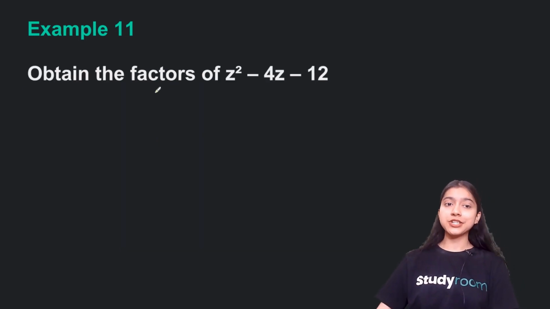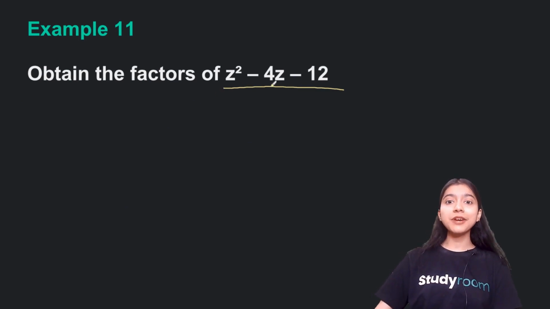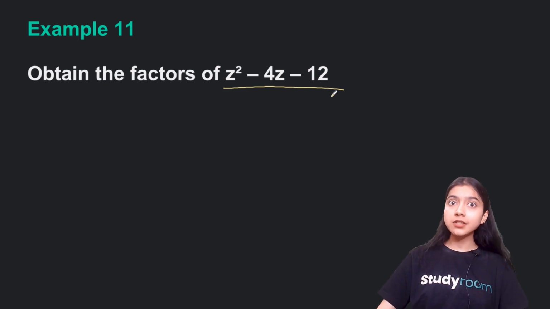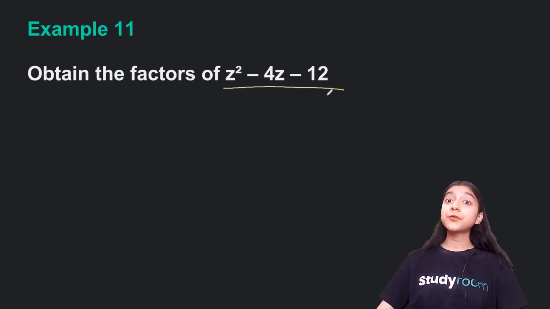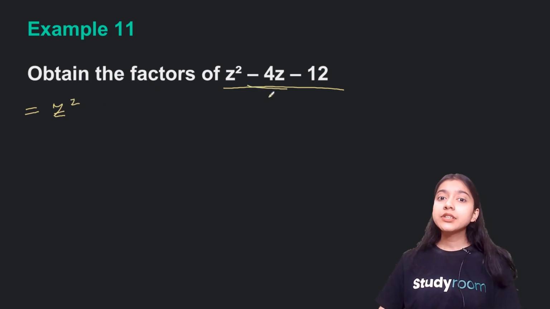Moving on to the next question. Obtain the factors of x square minus z square minus 4z minus 12. So in this question also we have to obtain the factors. In order to obtain the factors, we have to factorize the algebraic expression first. In order to factorize the algebraic expression, let us write it in a simplified form. So z square will be written as z square. Now, what about this minus 4z?